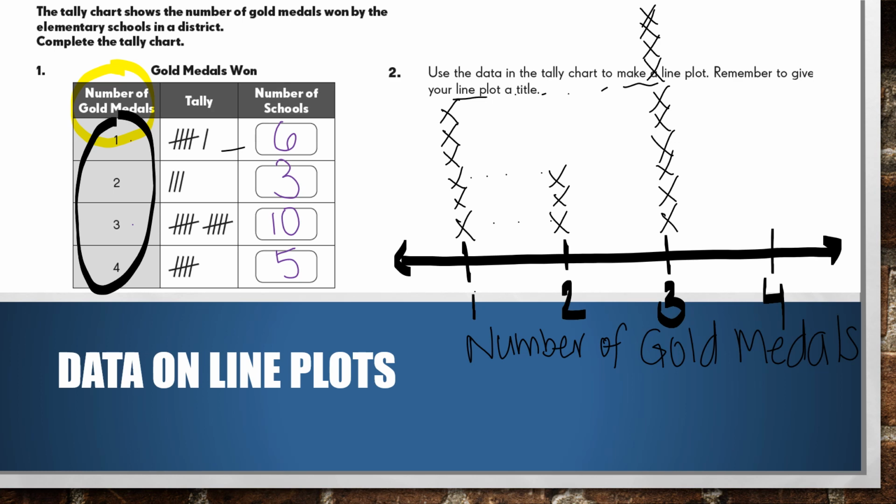I should have started a little bit lower. 4 gold medals was 5. I do want to look over here to see where I left off with 5. 1, 2, 3, 4, 5. So I can see that that's going to line up there. 1, 2, 3, 4, 5. There's our line plot. What would our title be?